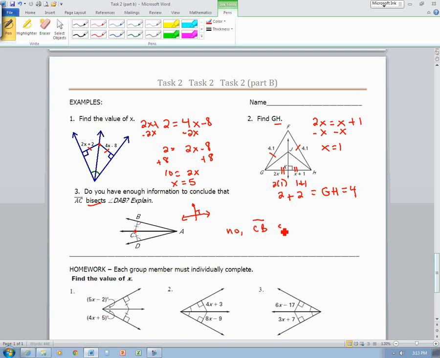is not perpendicular to AB. And the same thing for the other side. CD is not perpendicular to the other side. Sorry, perpendicular to AD. Okay, so if it's not perpendicular, that's not enough information. And that's it.